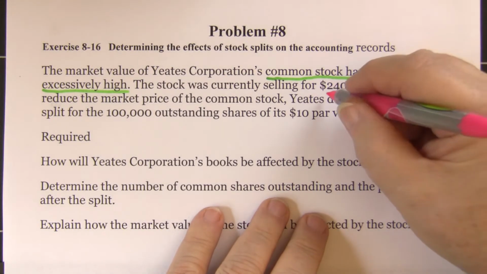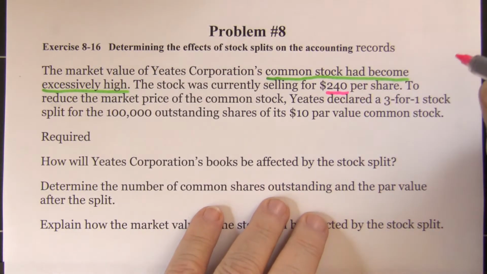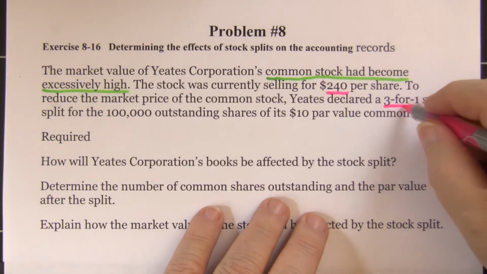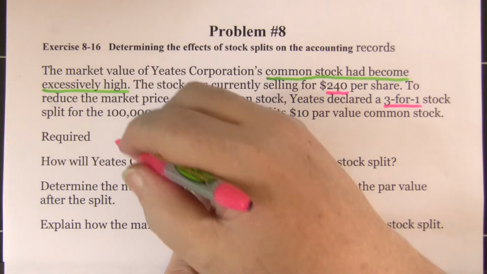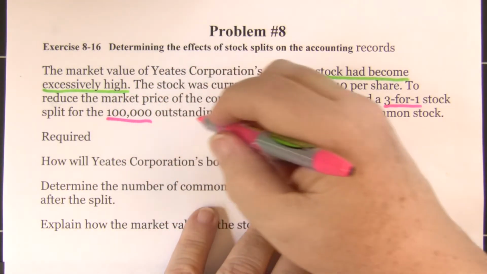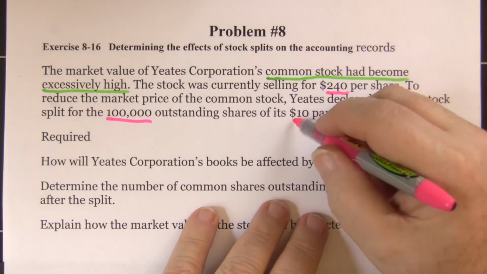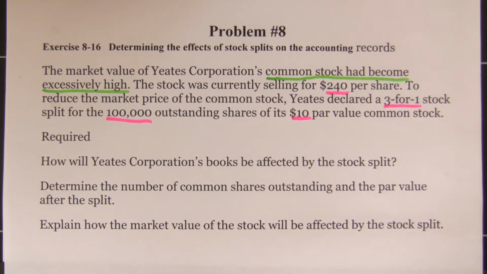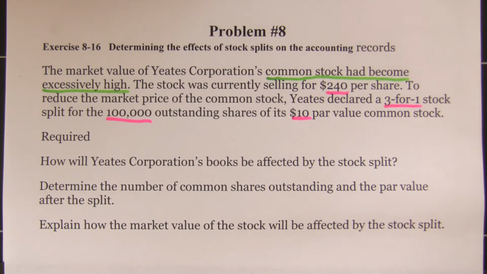Okay, the stock was currently selling for $240 per share. These are the numbers we need. $240 per share. They had a 3-for-1 split. There were 100,000 shares outstanding, and it's $10 par. So what we need to do, and the magic number here is 3 because it's a 3-for-1 split.